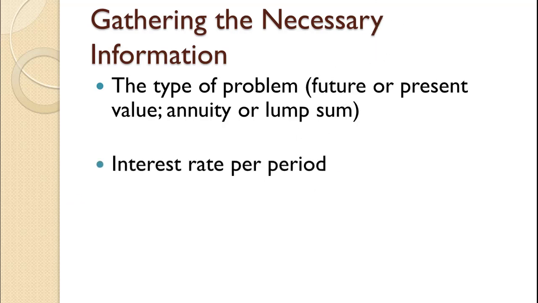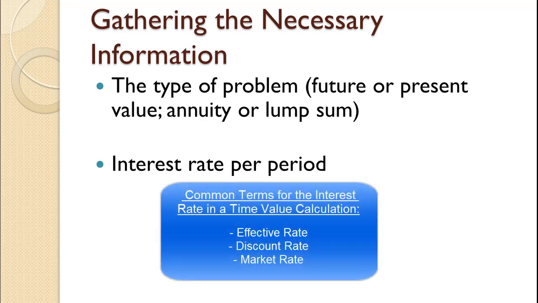Next, we need to figure out the interest rate per period, and the interest rate we use depends on the kind of question that we're answering. Usually in a simple time value problem like this one, the interest rate is what we would normally be able to make as an individual on our own, or what I normally make on my investment. So if I'm making 10% in the stock market, if I'm going to pull money out of the stock market, I better still make 10%. We refer to this as an effective rate, a discount rate, and sometimes a market rate.